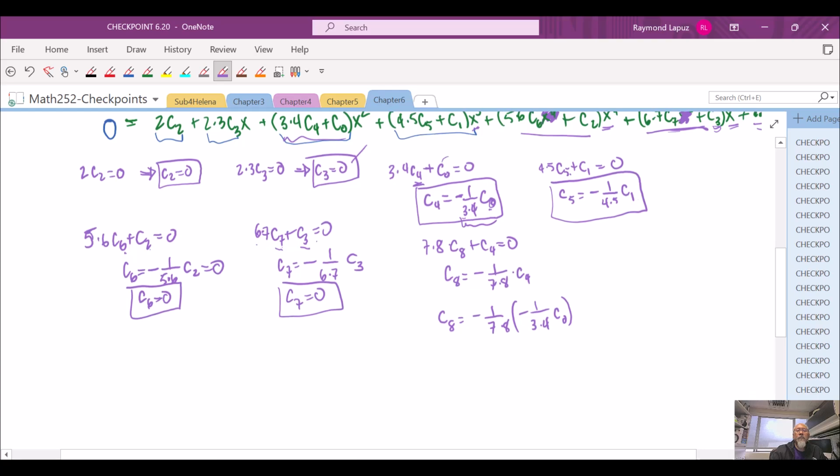All right, so let's just summarize this a little bit. C sub 8 is going to be positive now. This is a negative negative, and so this will be a fraction 1 over 3 times 4. There's no 5, there's no 6, but there's a 7 times 8, C sub 0. Okay, so that's C sub 8.